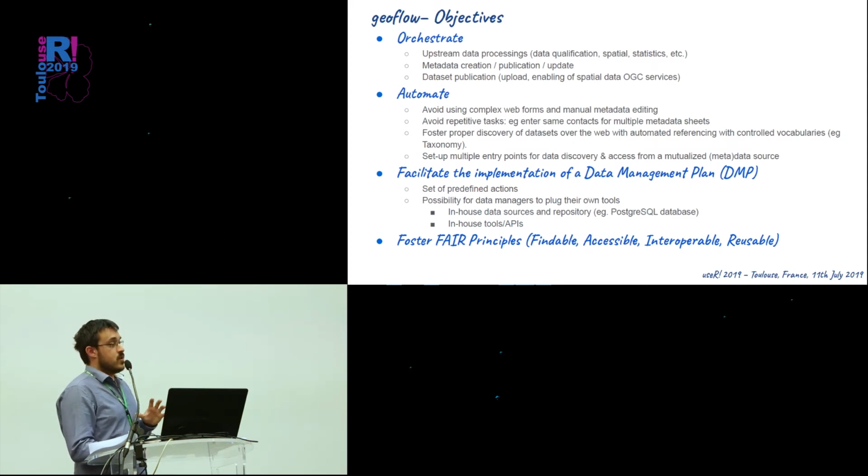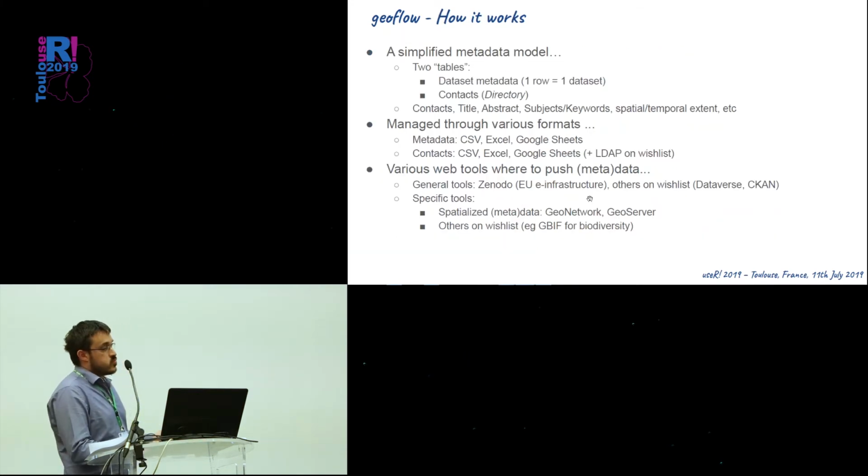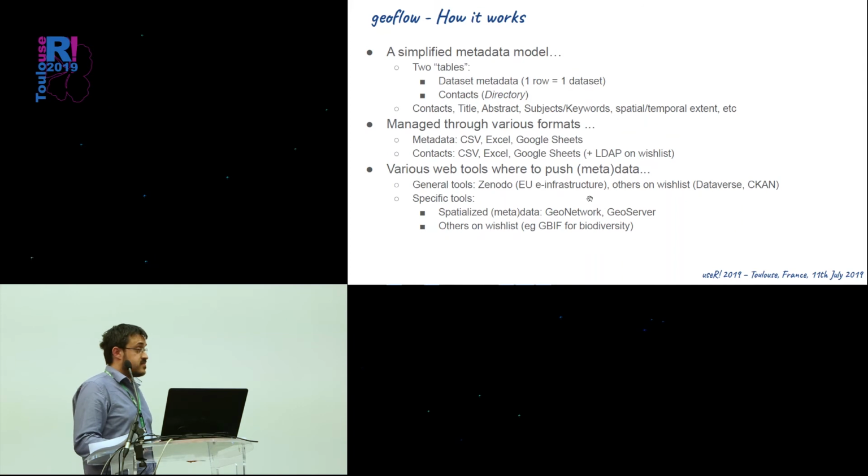So we are trying to summarize all the essential metadata that you need for describing datasets and basically automate that in a tabular way. So you can have two tables, one to describe your dataset, where one row is one dataset and one metadata record. Then you manage contacts separately in another table. We manage several formats.